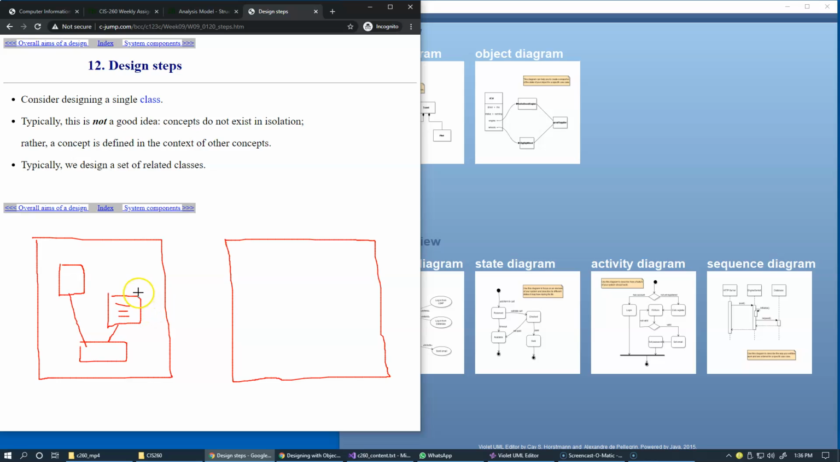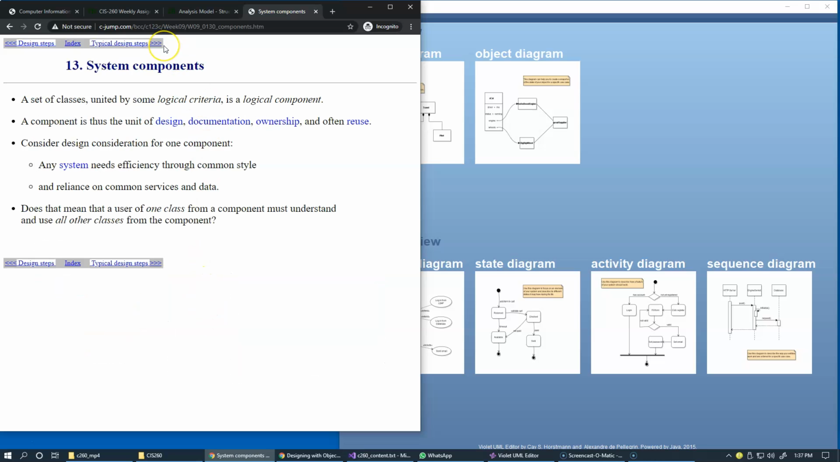So we need to view each concept in the context of the component of the system where it's going to be living, being created, being destroyed, being used, and so forth. Sometimes we just want to view these classes as related classes, so there will be some formal connections between them. Each component in the system becomes the unit of design, documentation, ownership, and reuse. So this is just a proper way of viewing components that we design.